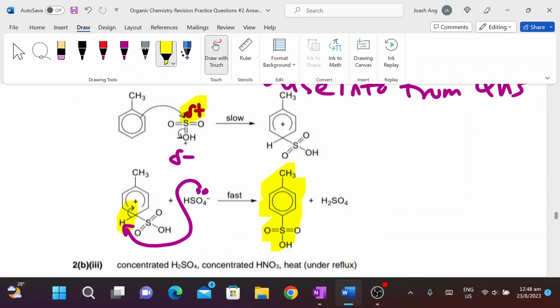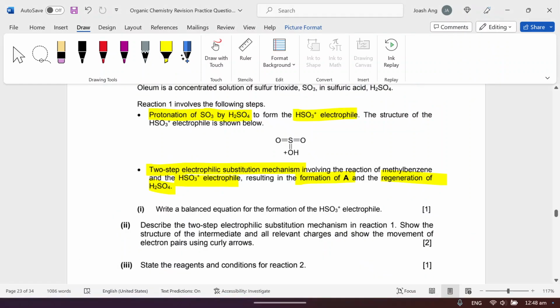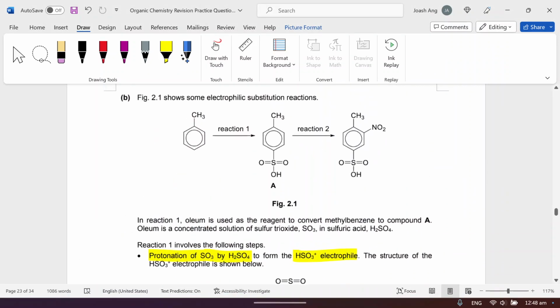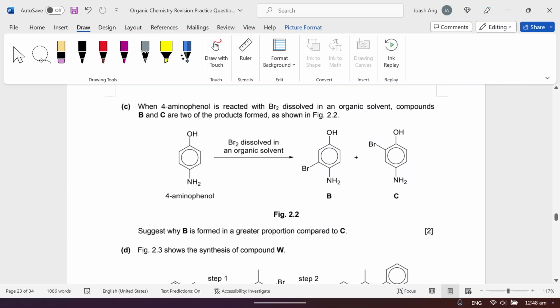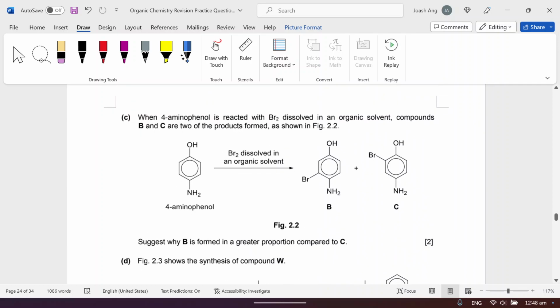Alright, next question. Suggest the reagents and condition for reaction 2. Okay, so this is a nitration reaction, so just remember your reagents and condition properly. B is formed in greater proportions compared to C. So here we have two activating groups. What this question is suggesting to you is that NH2 is a stronger activating group.